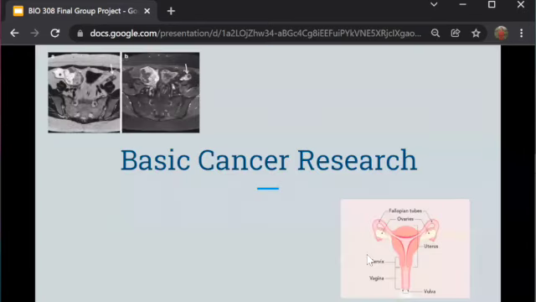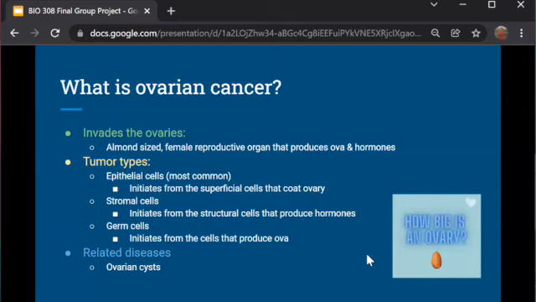So the basic cancer research will begin with: what is ovarian cancer? It first invades the ovaries, which are almond-sized female reproductive organs that produce ova and hormones. The tumor types are epithelial, stromal, and germal. Epithelial is the most common, and they begin in cells that coat the ovary. Stromal tumors begin in cells that produce hormones. Germal tumors begin in cells that produce ova, and other related diseases are ovarian cysts.